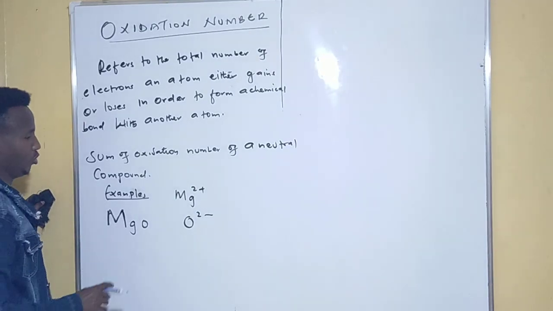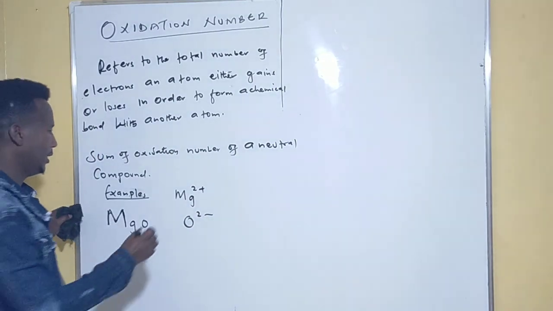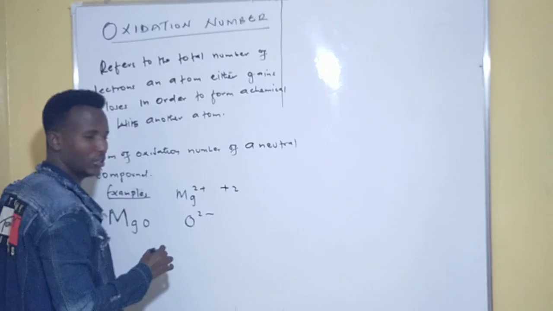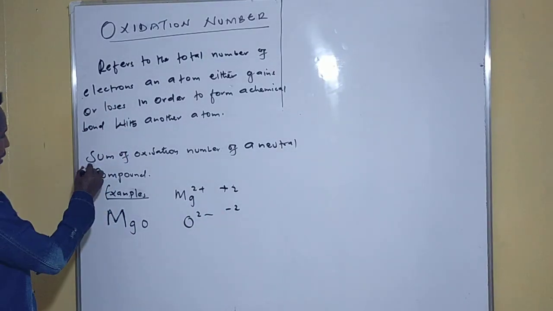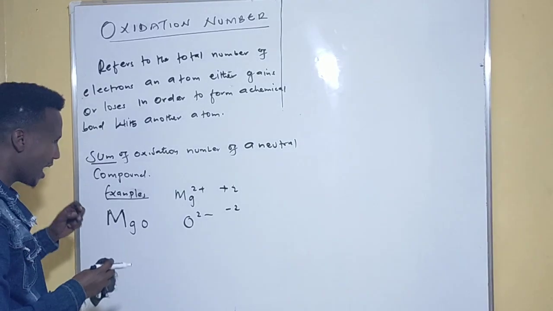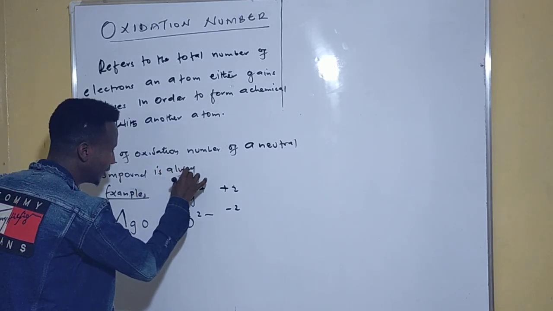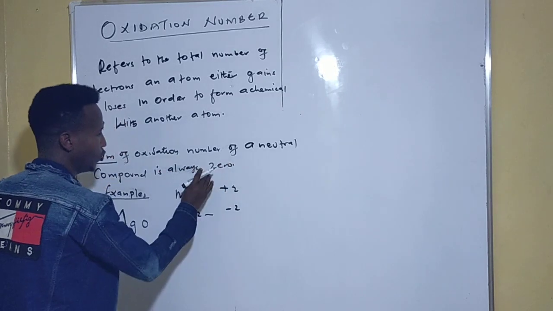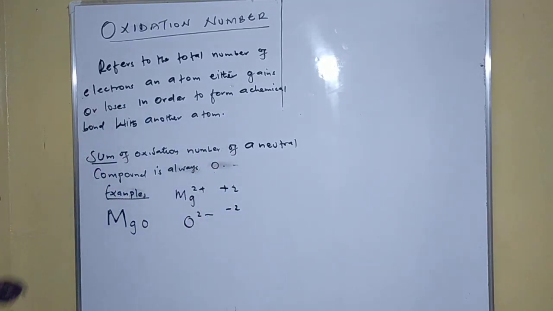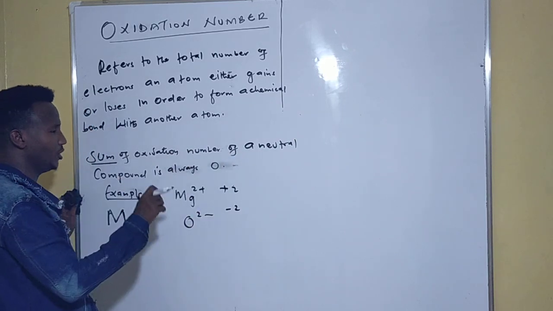The reason I gave you MgO is that we are going to cancel these charges. Because we are talking about oxidation number, the one of magnesium will be plus 2, is it not so? And the one of oxygen will be negative 2. So if you add them, here we have this very important one: the sum of oxidation numbers of a neutral compound is always 0. I want to prove this statement using the math concept of addition.